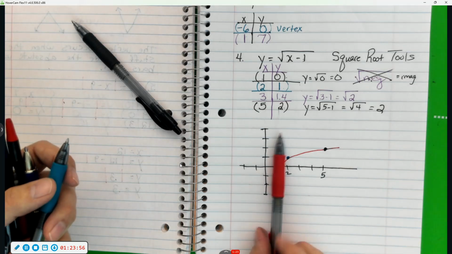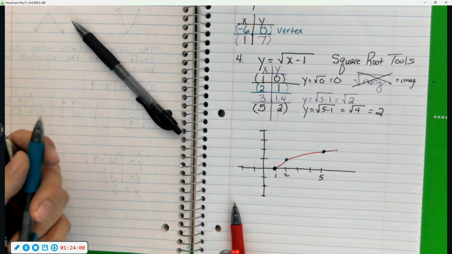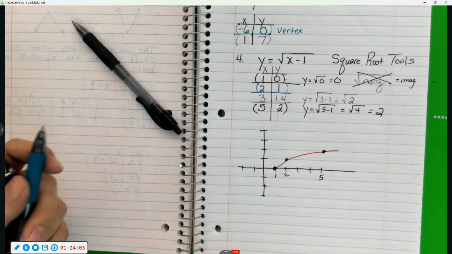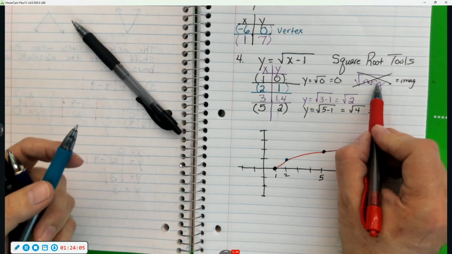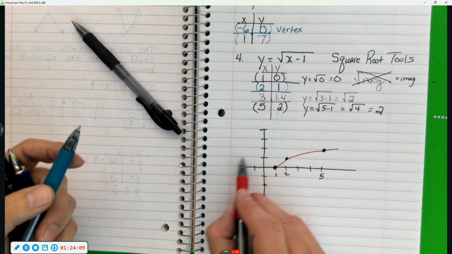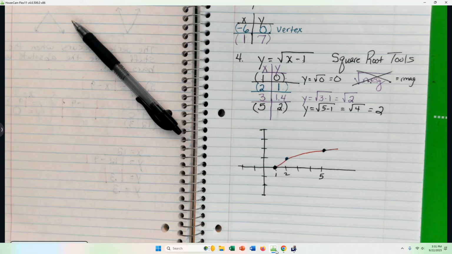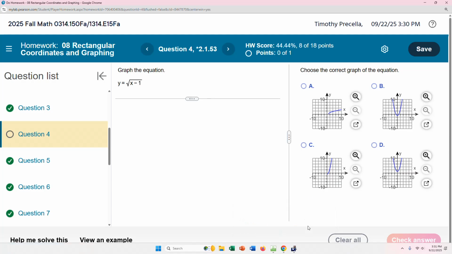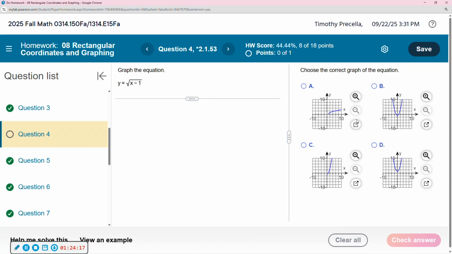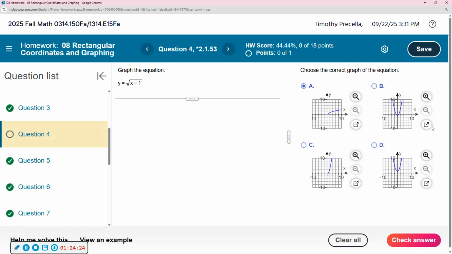But do we have anything over here? Is there any part of the graph over here? Well, no. Remember what we said. We can't have negative numbers under the square root. There's no part of the graph over here. So looking at your answer choices, let's see. A. Oh, look at that. That looks close. Let's see, what about the others?